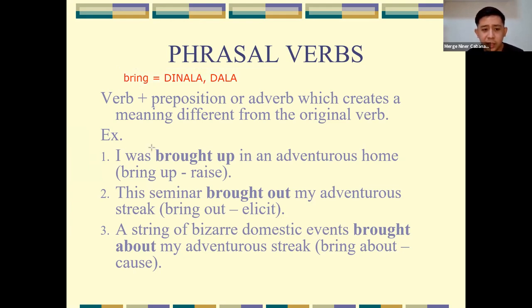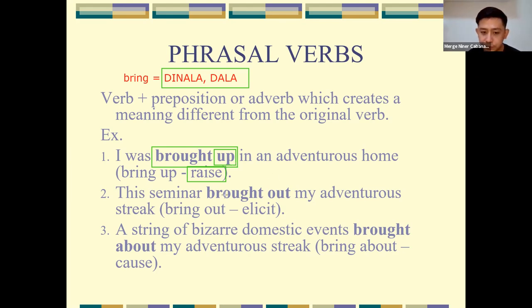Because bring is turned into a past participle and it is added together with the preposition up, it now becomes brought up. And the meaning now becomes raise. So you see, the meaning of raise is very different from dinala or dala. They're completely different. Why? Because of the word up. Just because of the word up, the meaning has been completely different.